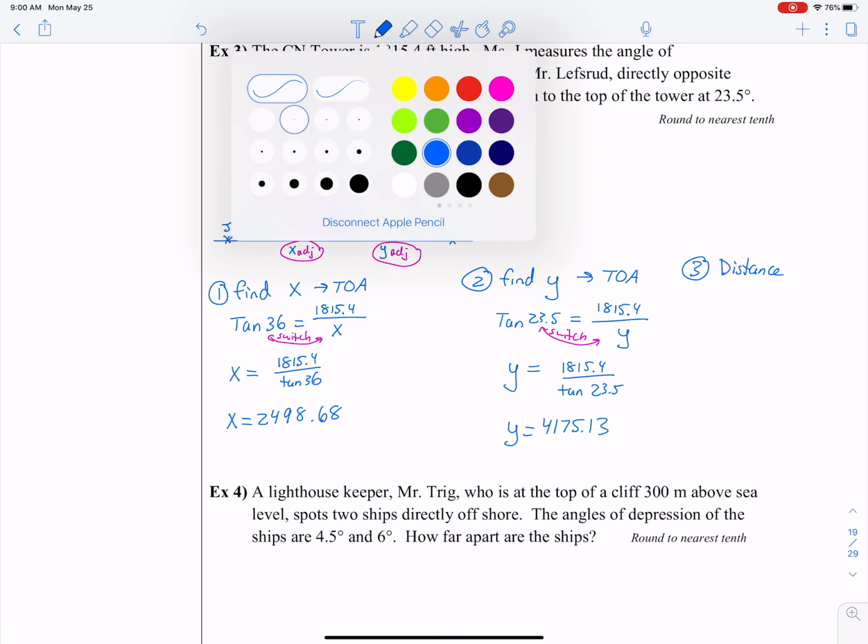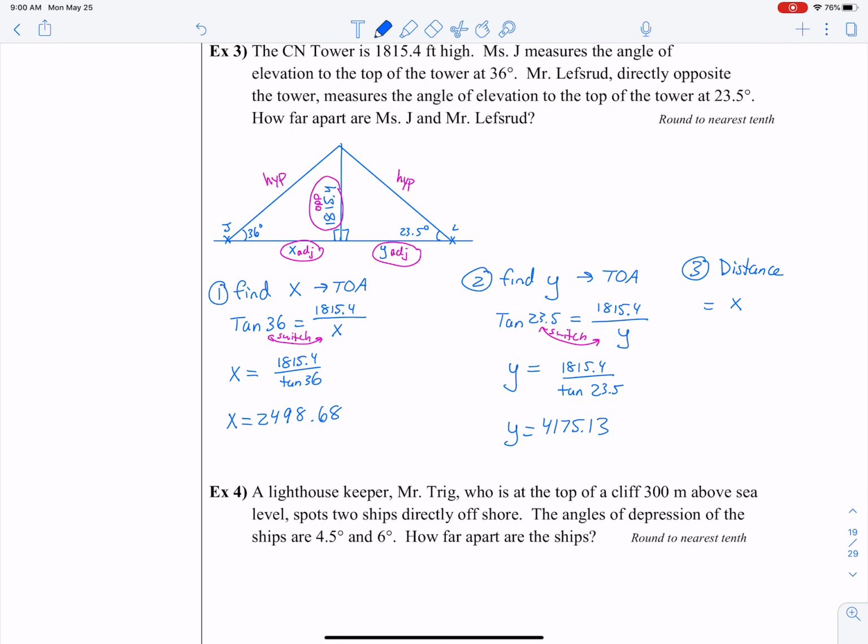So this is going to be x plus y. So we want the whole distance between J and L, x plus y. So we're going to add those two numbers, 2498.68 plus 4175.13 is equal to 6673.8 feet apart.